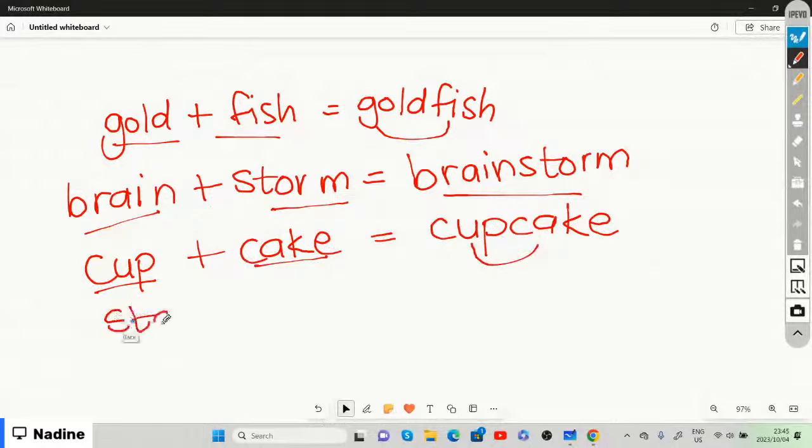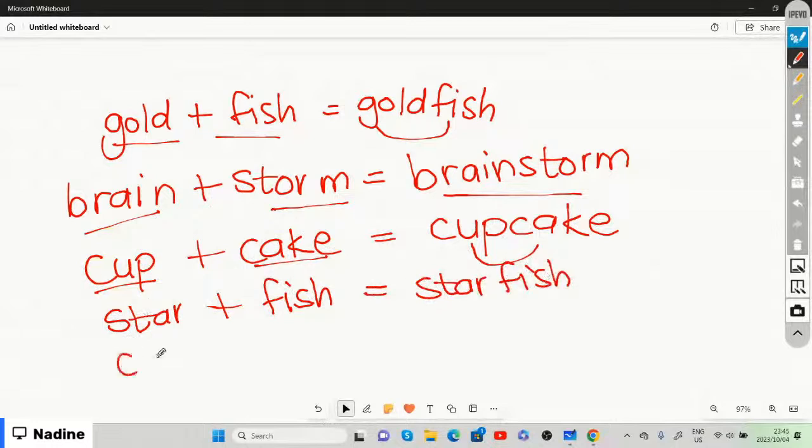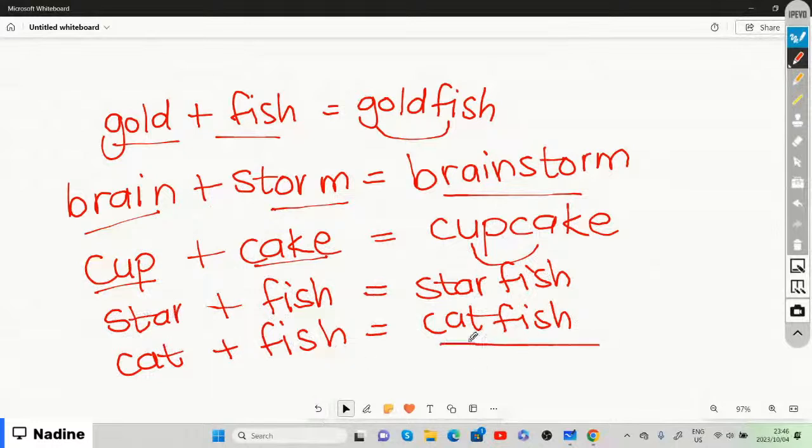Wonderful. Here we have star plus fish. Yes, and star plus fish is a starfish. Well done. Yes, and cat plus fish equals catfish. So well done, and thank you very much for those words, right? So these are basically two smaller words that we add together and then we form our compound word. So well done for that, right?